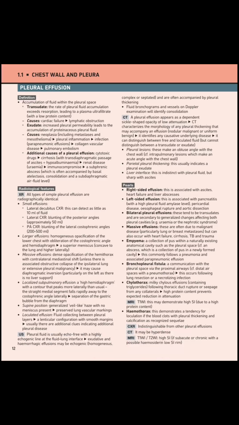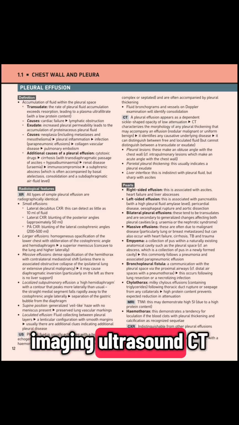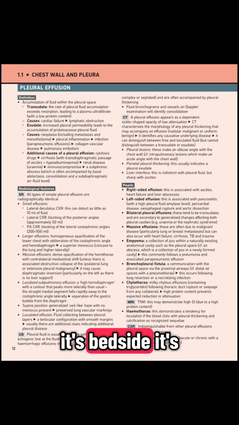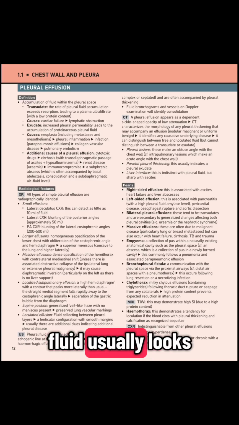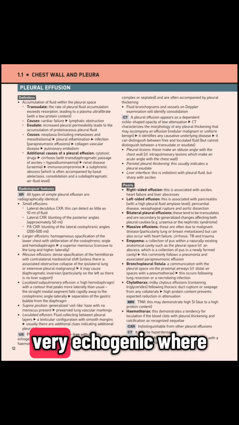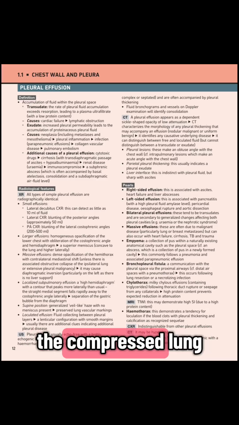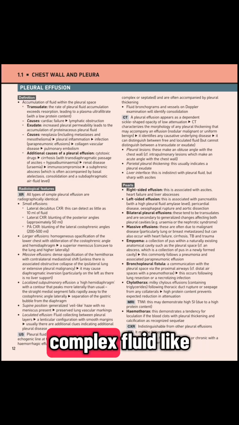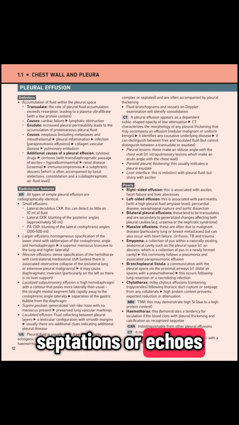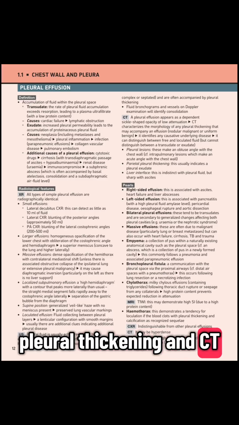Got it. What about other imaging? Ultrasound, CT. Well, ultrasound, US, is great. It's bedside, it's dynamic. Fluid usually looks echo-free, black. And you get this bright white line, very echogenic, where the fluid meets the compressed lung. If it's a complex fluid, like an exudate or pus, you might see strands, septations, or echoes within it, plus pleural thickening. And CT, what does that add?